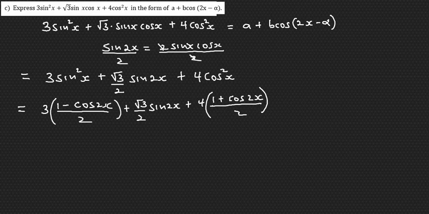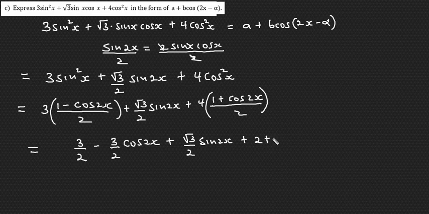So let us remove the bracket from here. If we remove this bracket, we shall get 3 over 2 minus 3 over 2 cos 2x from this bracket. 3 is multiplied here and here, 3 is divided here and here, then plus root 3 over 2 sin 2x, then plus 4 over 2, this 2 cancels with that, so we shall get 2 plus 2 cos 2x.